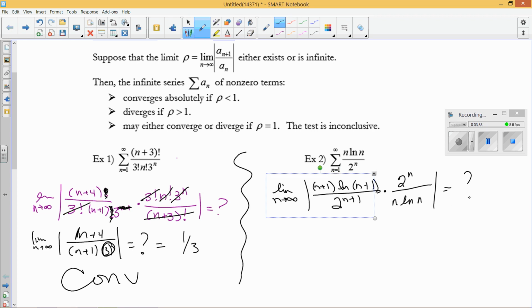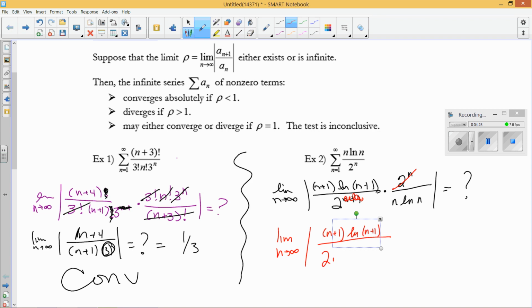All right, now I want to know what this limit equals. So what can I cancel? Well, 2 to the n and 2 to the n plus 1 just leave a 2 behind. And that's pretty much it. So now I have the limit as n approaches infinity of n plus 1 ln n plus 1 divided by 2n ln n.